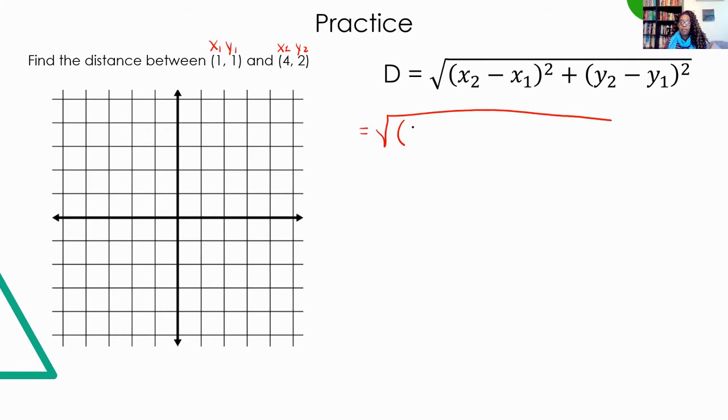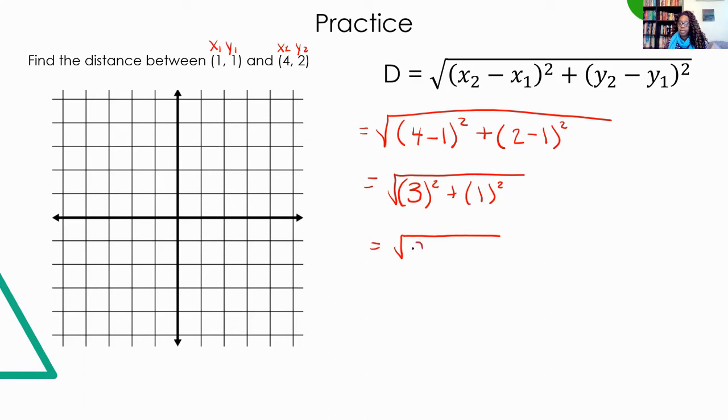So we have 4 minus 1, and we're going to square the difference of my x's and the difference of my y's squared. So 4 minus 1, that gives me 3 squared. And 2 minus 1, that gives me 1 squared. So we have 3 squared, which gives me 9, plus 1 squared, which gives me 1. So now we got the square root of 10.